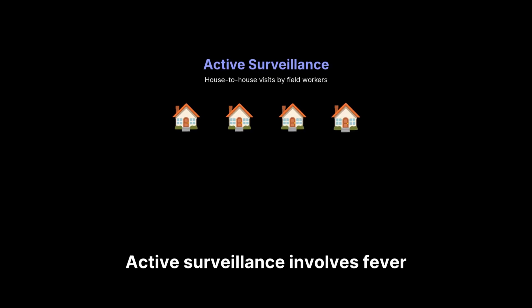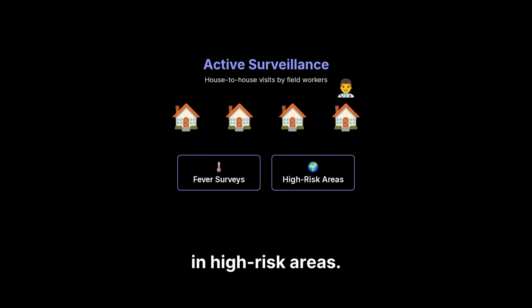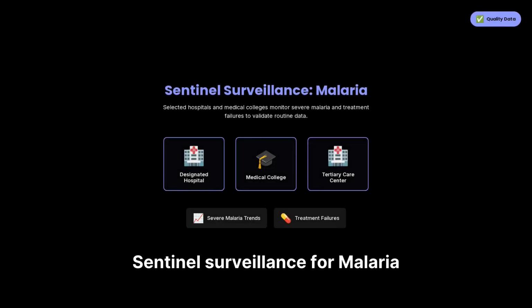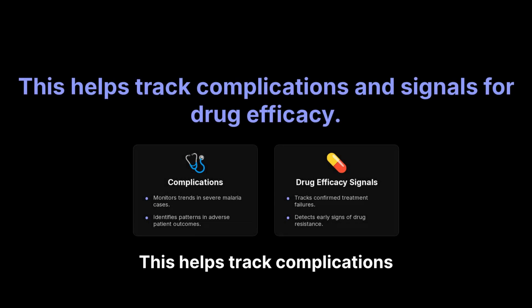Active surveillance involves fever surveys by field workers through house-to-house visits, especially in high-risk areas. The objective is early diagnosis and complete treatment, with blood smear or RDT within 24 hours of fever. Sentinel surveillance for malaria uses selected hospitals and medical colleges to monitor severe malaria and treatment failures. This helps track complications and signals for drug efficacy.